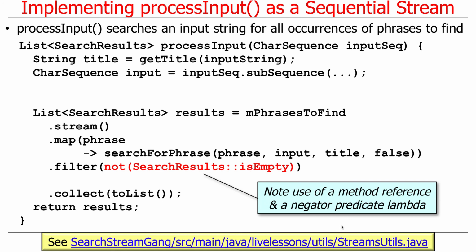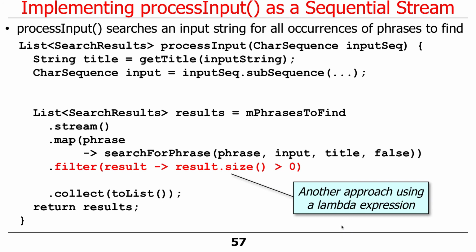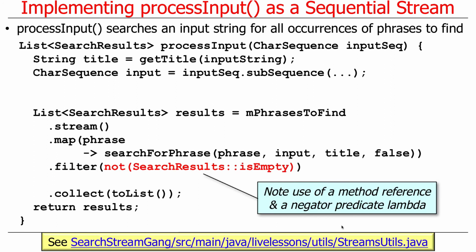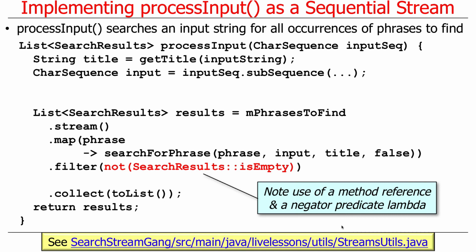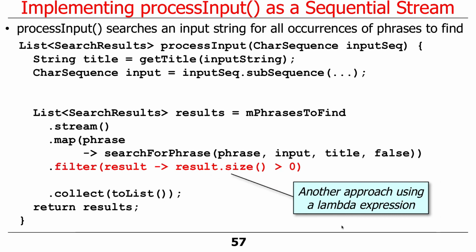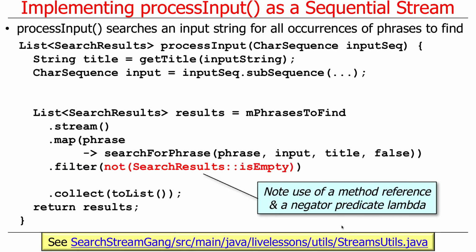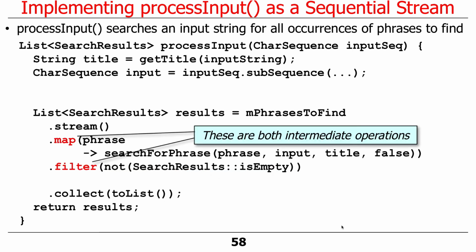If we didn't want to use that for whatever reason, we could have written it like this: filter result arrow result.size greater than 0. That has the same effect. It's just that I like the method references a little more. It doesn't really matter for something this simple, but this is ever so much cleaner. You have to stop and look at that a little more carefully, whereas with this you just go, oh, this is letting through anything that's not empty. You can almost read it left to right.